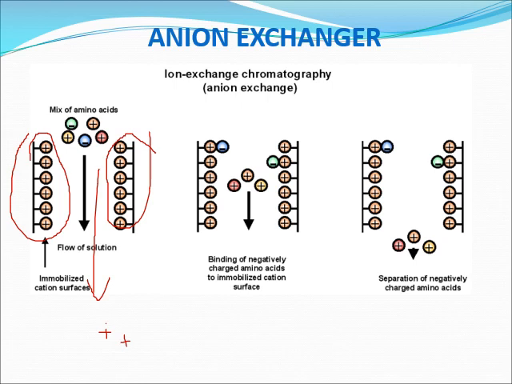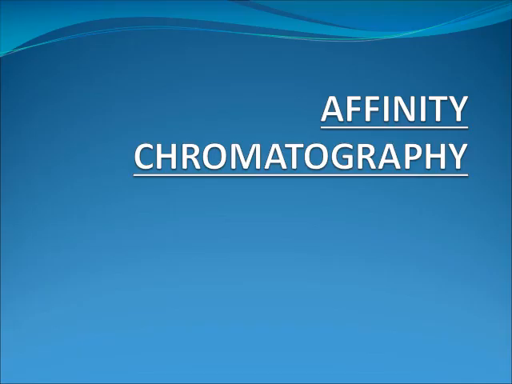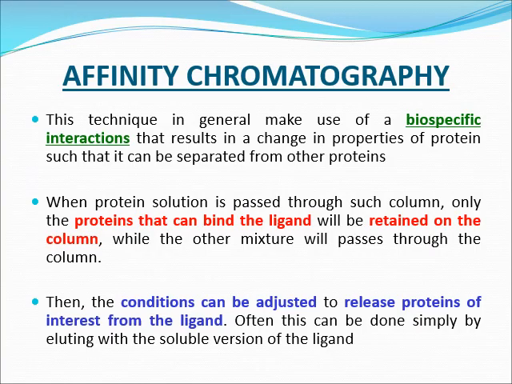So it will separate the charge of the amino acids. The positive charge amino acids will be excluded first. Finish with the ion exchange chromatography. Next is the affinity chromatography. It is a biospecific interaction, and it uses the affinity between the ligand and the protein.